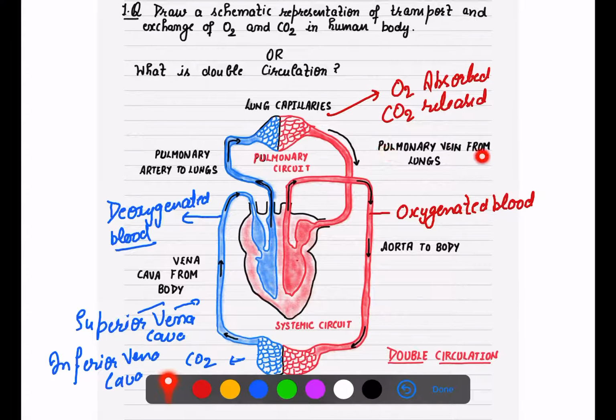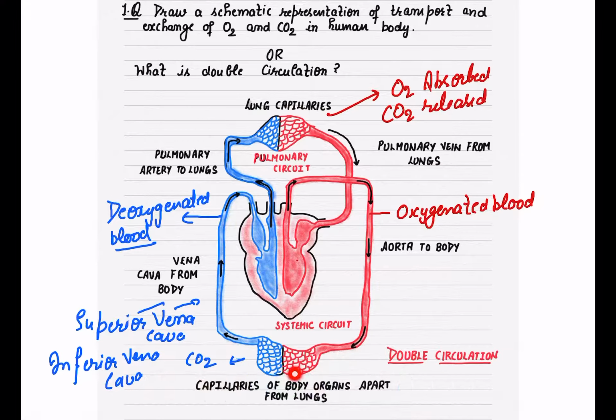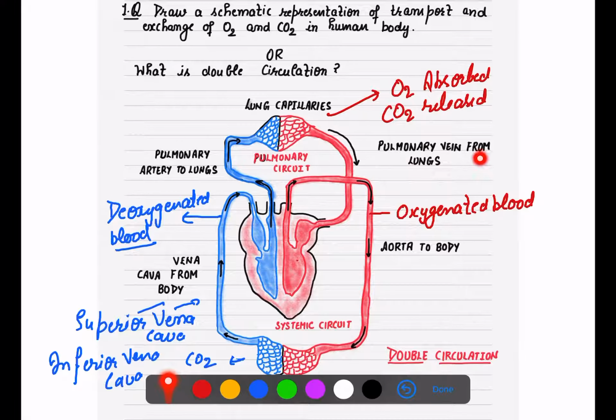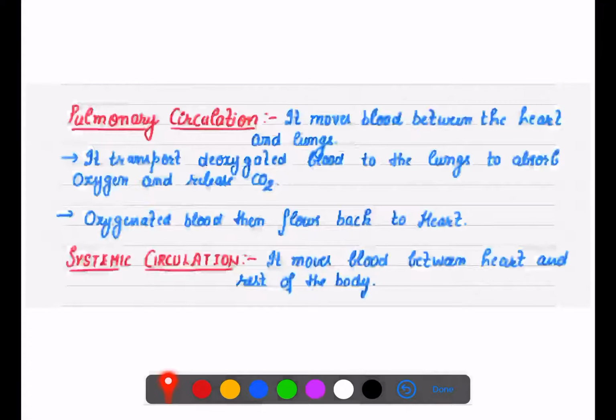Then pulmonary vein to the lungs, these are the lung capillaries, these are the body capillaries. Then the pulmonary vein is carrying oxygenated blood, and the aorta is transferring it to the body. Then the vena cava, from the body, is taking it to the right atrium and ventricle, and then the pulmonary artery is bringing it to the lungs, right? This is about this diagram.